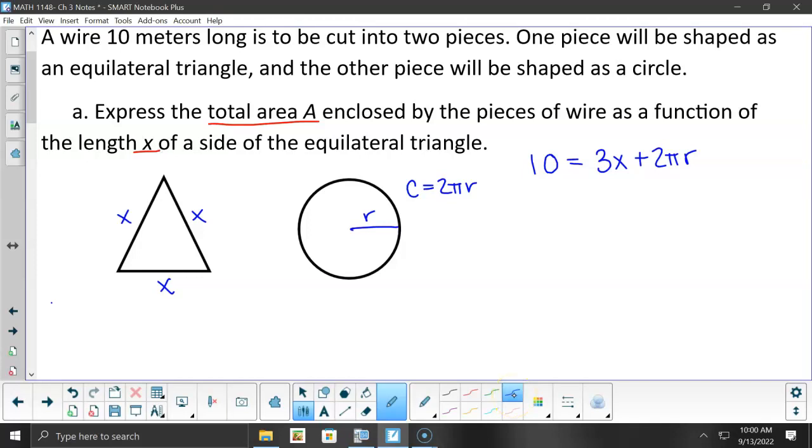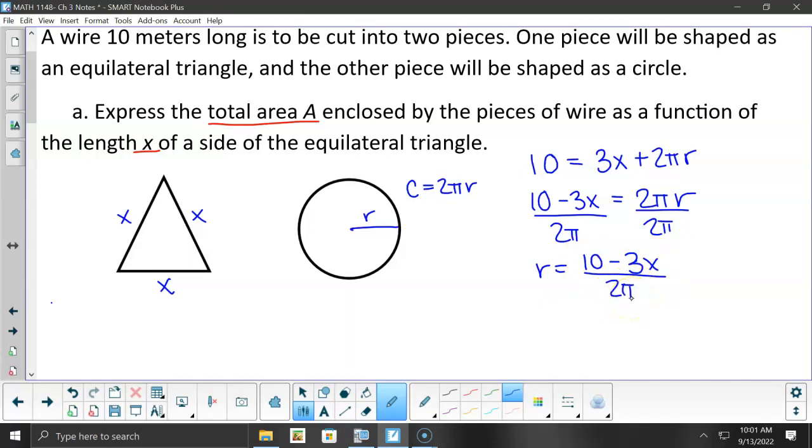I can get my radius for this circle in terms of x from up here. Yes? My 10 meters of wire equals my 3 sides for my triangle plus however long that circle is. So let's start by getting this so it's r equals. So I've got 10 minus 3x equals 2 pi r. Dividing both sides by 2 pi means my radius for that circle has to equal that nonsense. Let's be real. That's nonsense.